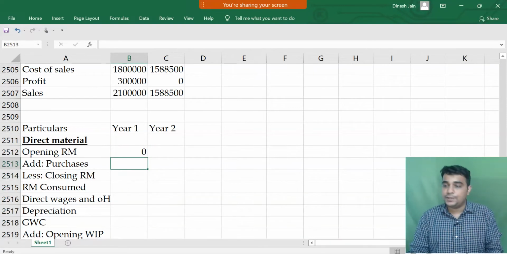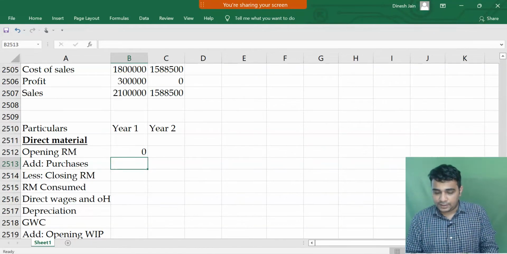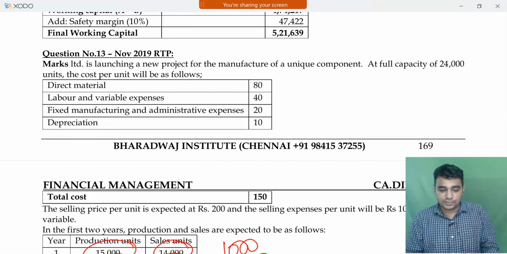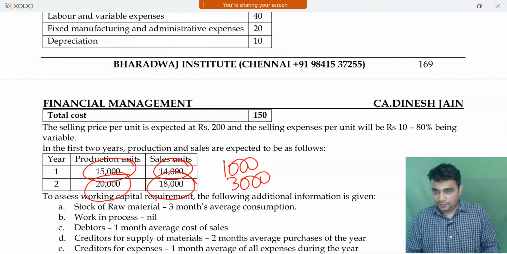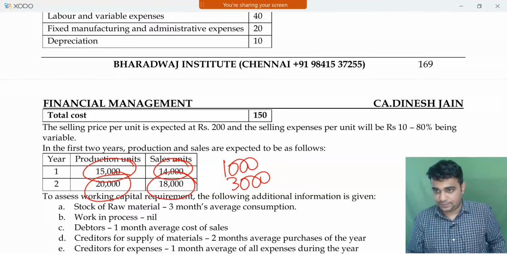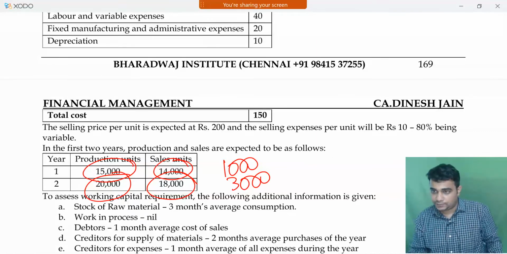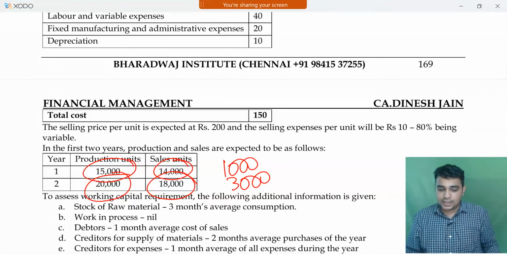Opening raw material is 0. Let's first do year 1. Raw material consumed is, in year 1 the production is 15,000. Another important information is there is no work in progress in this question. If there is a work in progress, we need to inflate this 15,000. There is no work in progress.